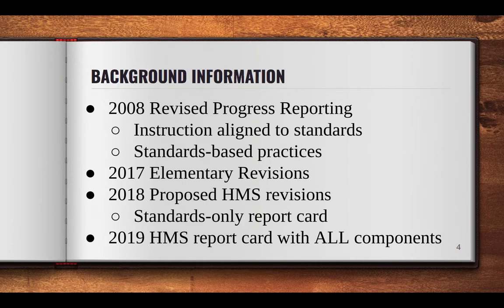In 2017, the elementary school went back to their report card and made revisions. For this report card, they included different priority standards for each content area, and they are marking them with an M for meets, a P for progressing toward the standard, and an E for experiencing difficulty.